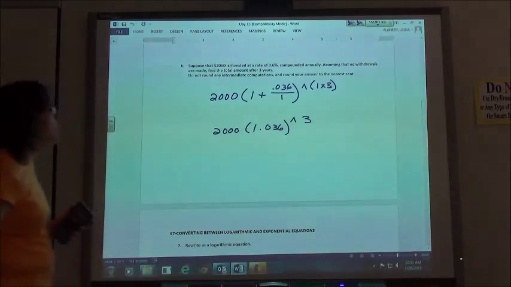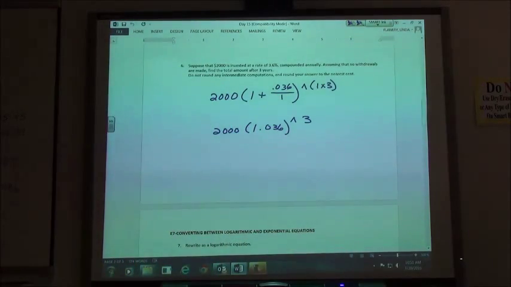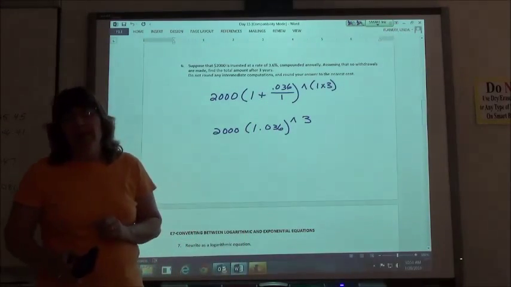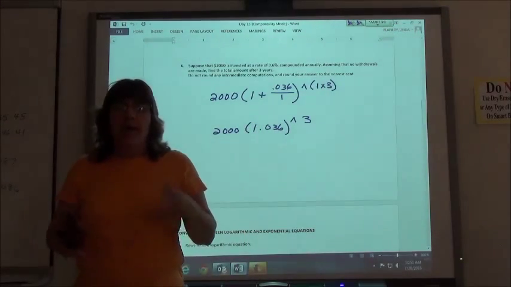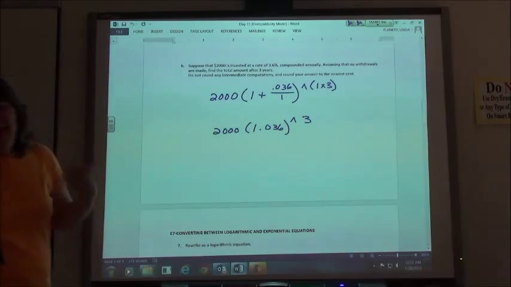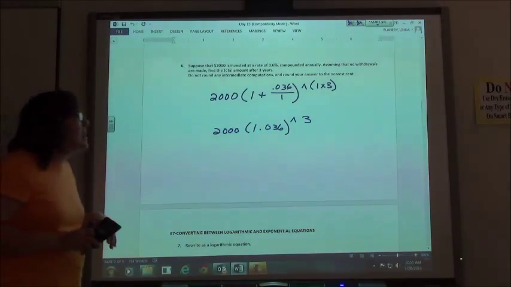So it's just like our previous formulas. If it's compounded annually, we really don't need the compound interest formula. We can use our regular one, but they'll throw some ones in there that are annually just to see, and you end up getting the same answer either way.